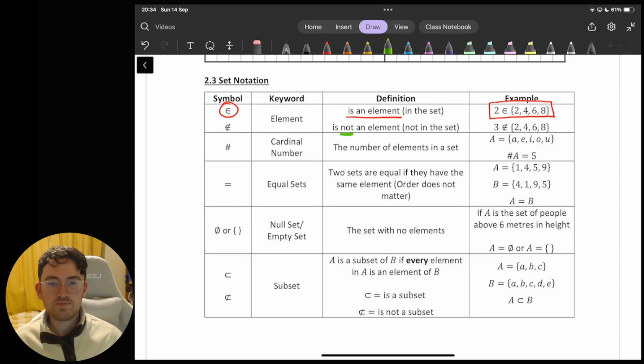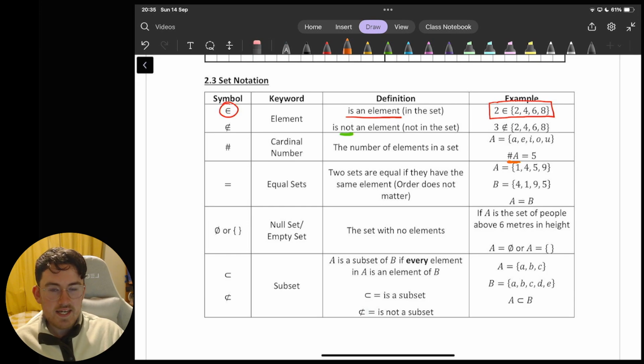So straightforward enough. Our next symbol is a hashtag symbol, and the word it's referring to is the cardinal number, and the cardinal number is the number of elements in a set. That symbol we would see in front of the name of the set, like over here, cardinal number, hashtag of A, cardinal number of A, and the answer there being 5. Notice that there's no brackets around the 5 there, because 5 is not an element. It is the number of elements that are in the set. There are 5 of them.